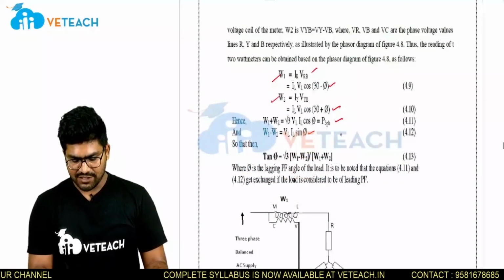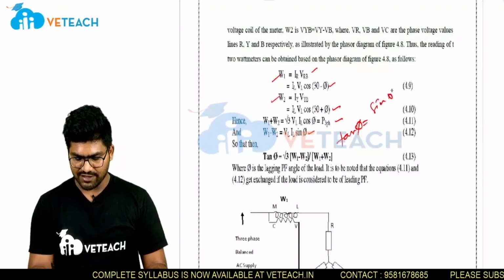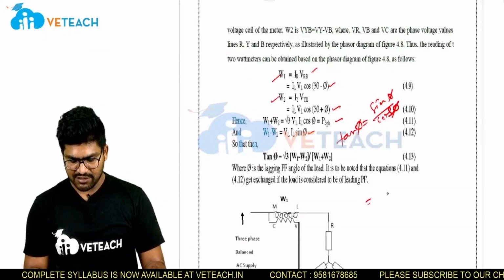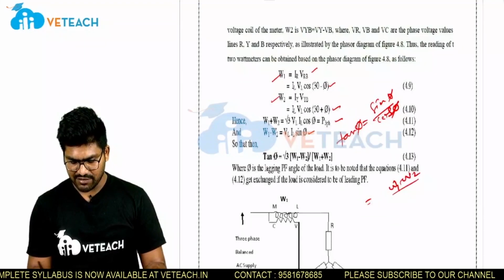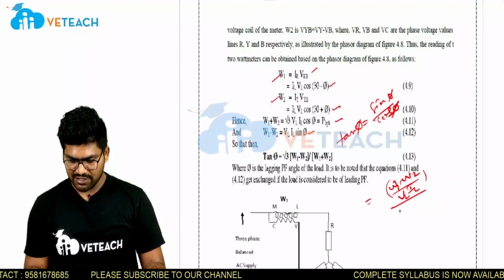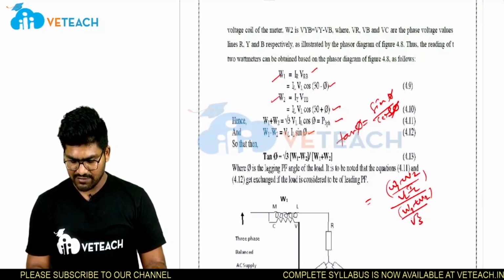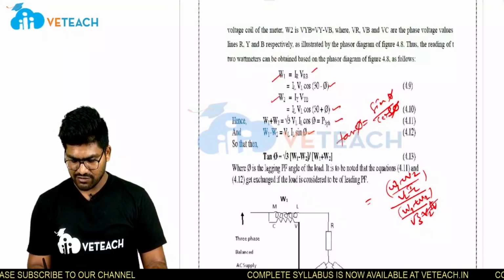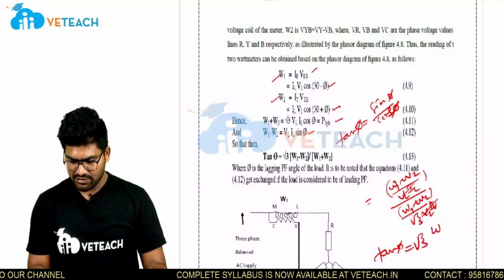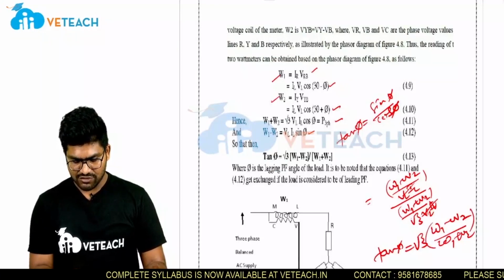Now from this, tan phi is nothing but sin phi by cos phi, right? So sin phi is nothing but W1 minus W2 divided by VL IL, and cos phi is nothing but W1 plus W2 divided by root 3 VL IL. So VL IL gets cancelled. Now my tan phi is nothing but root 3 into (W1 minus W2) by (W1 plus W2), right?